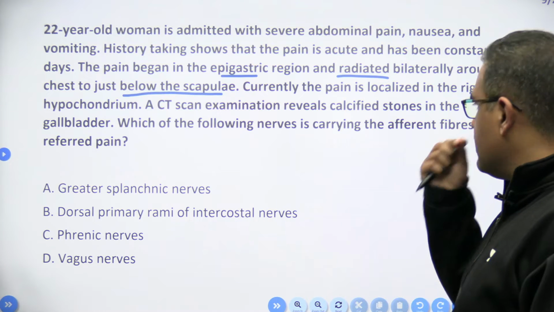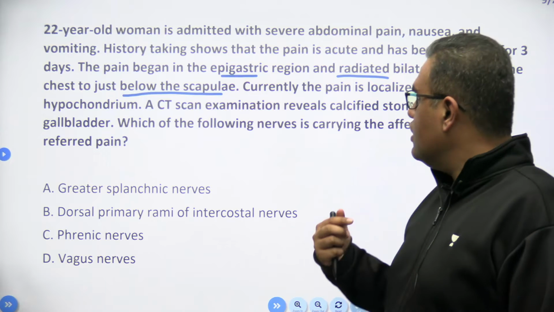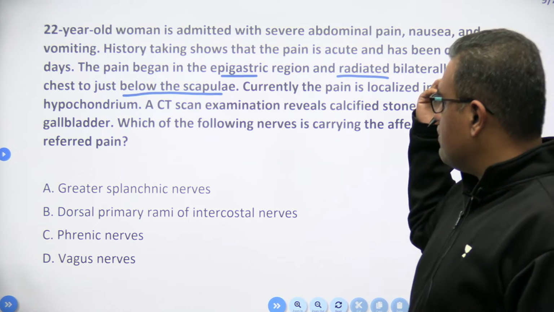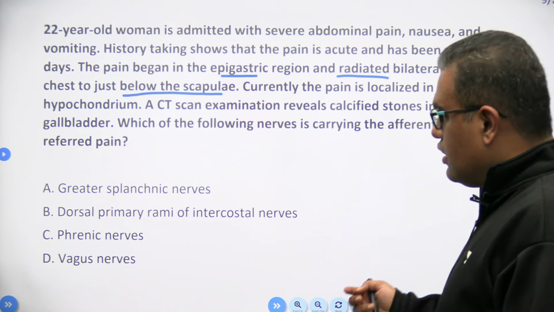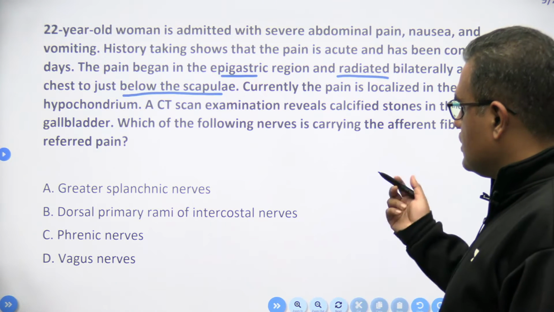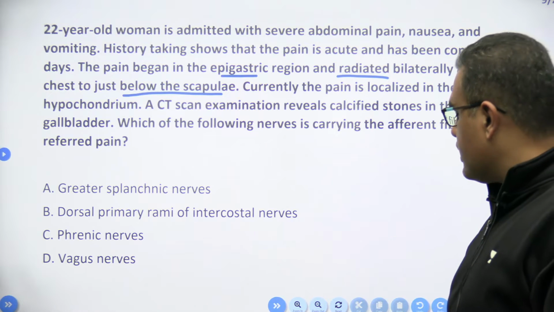Which nerve is carrying the afferent fibers of the referred pain? Now they're asking you, referred pain is carried by which nerve? We saw that the pain was in the epigastric region, the right hypochondrium, and went behind below the scapula. They're asking you which nerve carries the pain. So what's the answer over here? Options you can see: greater splanchnic, dorsal primary rami, phrenic and vagus nerve.